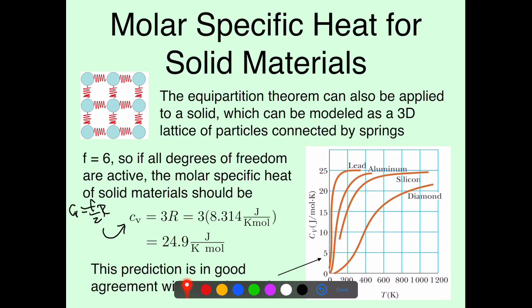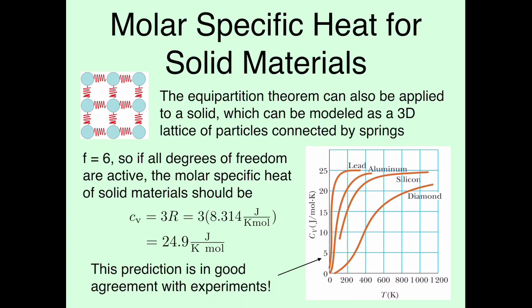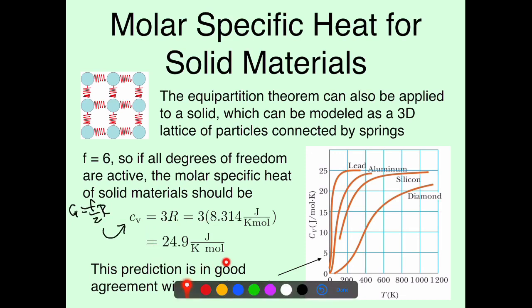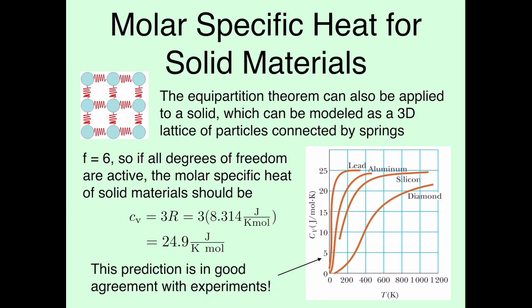So this is what we're predicting. For a solid material, as long as the temperature is high enough so that all the degrees of freedom are active, the specific heat you should expect is 24.9 joules per Kelvin mole, and it shouldn't depend on what the material is. Well, let's look at some experimental data.